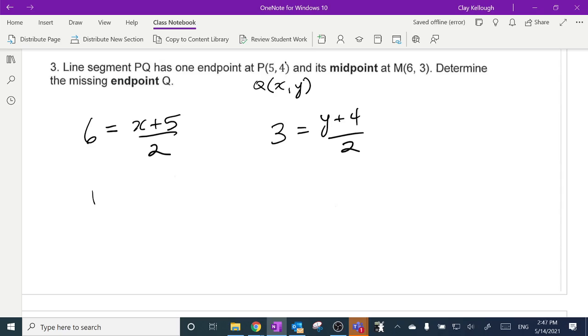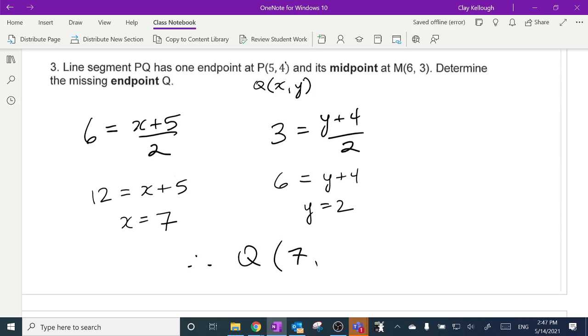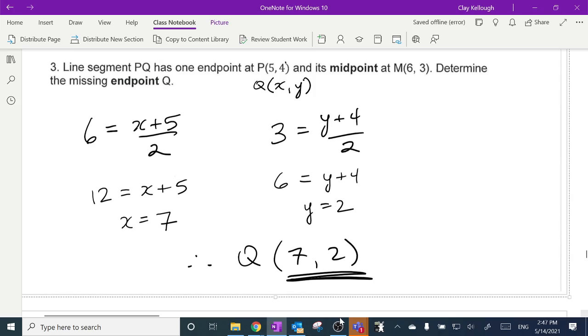So I times both sides of this equation by 2. I minus both sides by 5. I times both sides of this equation by 2. I minus 4 from both sides. Therefore, Q is 7, 2. Any questions on how I did that one? Okay, I'm going to stop my video now, because that's the ACCs for today.